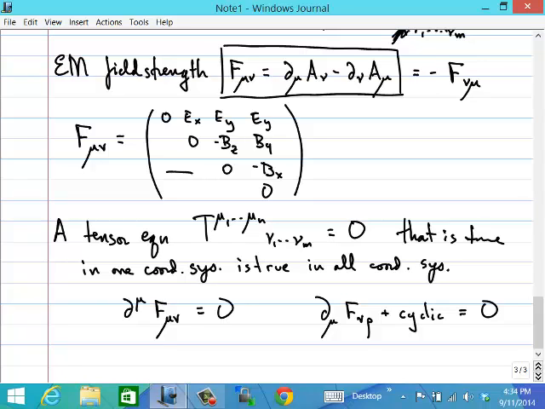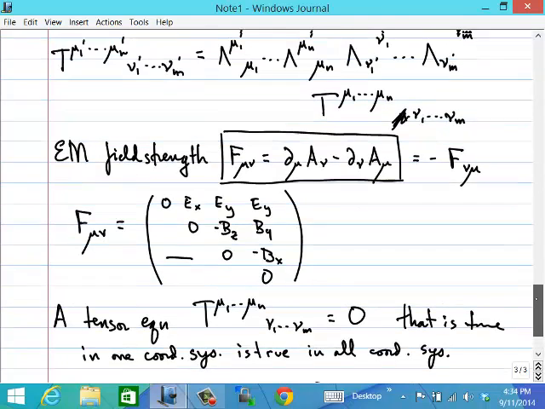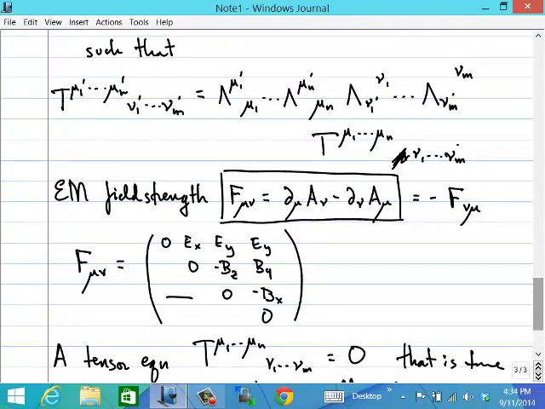So, for example, if you just stare at it, if you set this tensor equal to 0 in the unprimed coordinate system, then that tells you that the tensor over here in the primed coordinate system is equal to 0 also. So the laws of physics must take the form of a tensor is equal to 0.